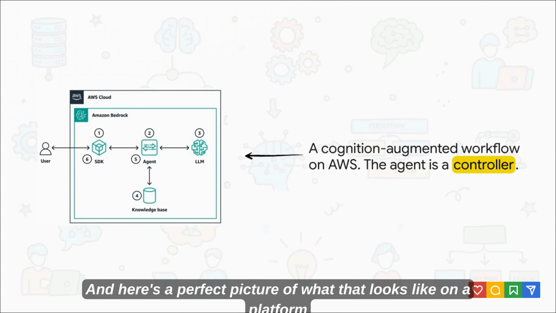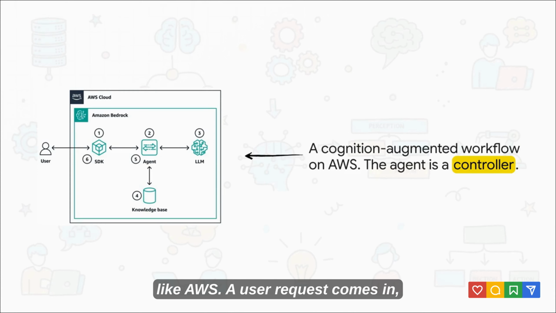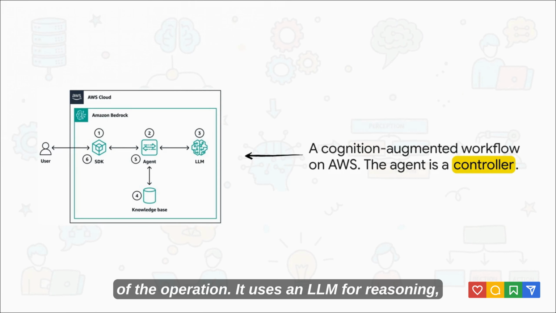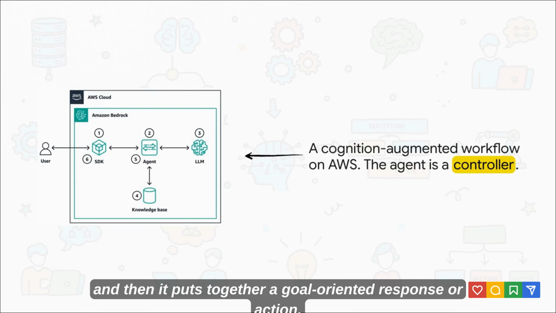And here's a perfect picture of what that looks like on a platform like AWS. A user request comes in, and the Amazon Bedrock agent basically acts as the brain of the operation. It uses an LLM for reasoning, it pulls context from a knowledge base if it needs to, and then it puts together a goal-oriented response or action.